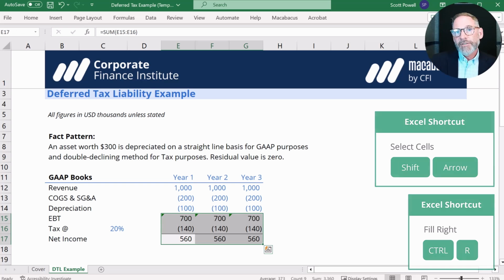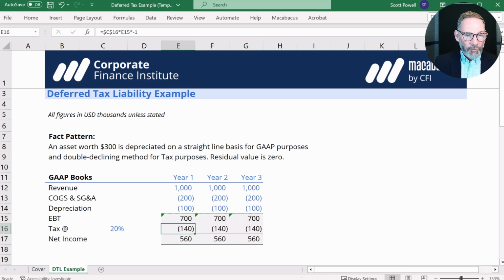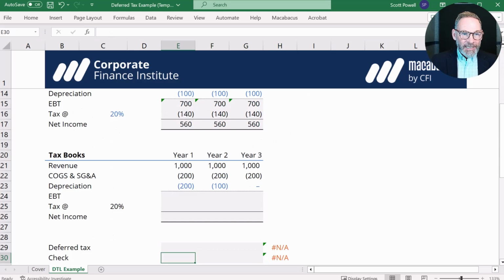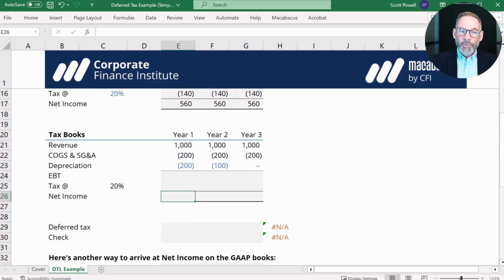So our net income is constant across the period. Why? Because our revenues and COGS are stable and we're depreciating the asset in a straight line way. Hence, our net income should be stable and predictable. Now let's scroll down and say, okay, let's do our net income for tax purposes. And in this jurisdiction, we're allowed to write off 200 against our taxes in the first year and the remaining 100 in the second year. So it's going to be written off in 2 years rather than 3. So we're going to do the same thing. We're going to add it up.